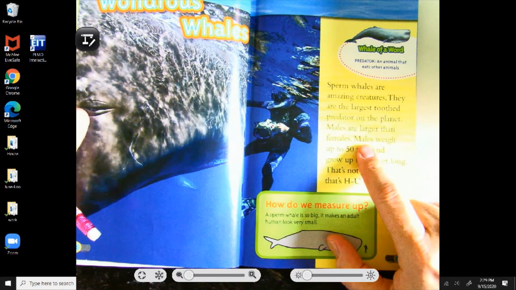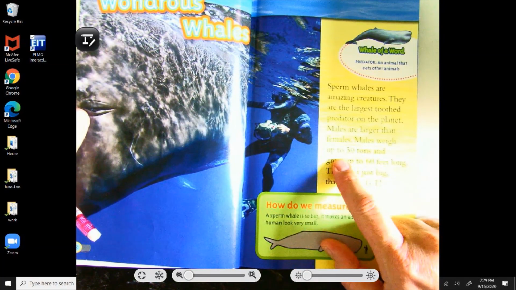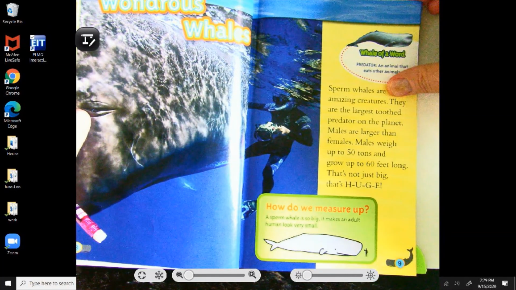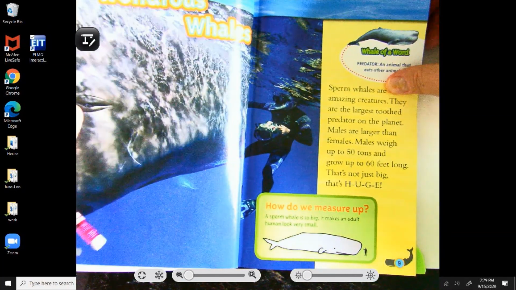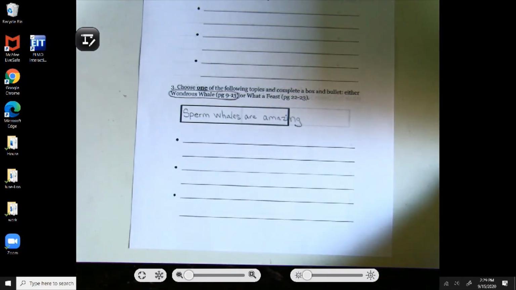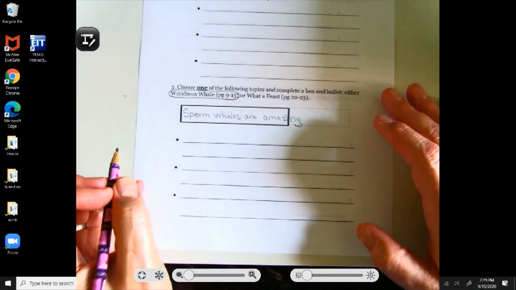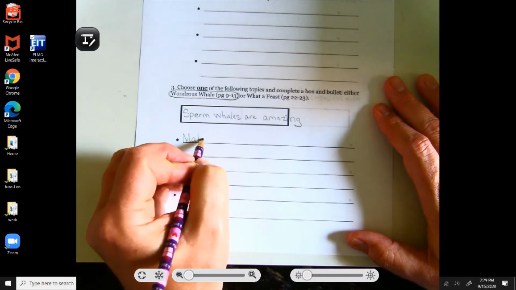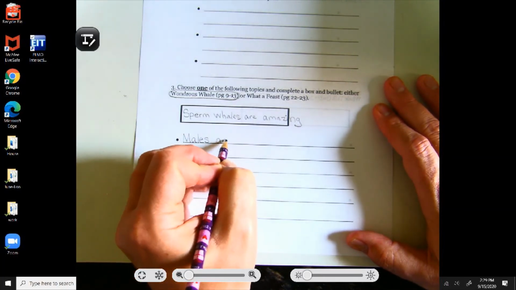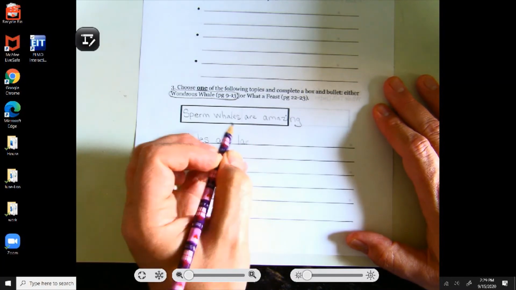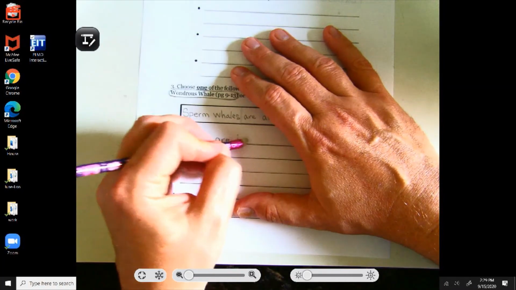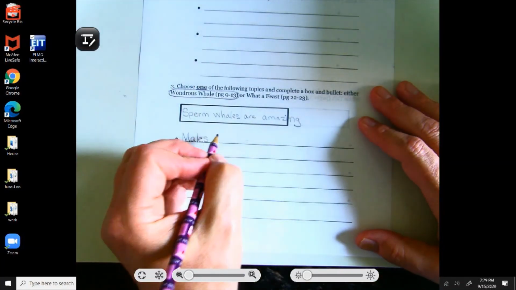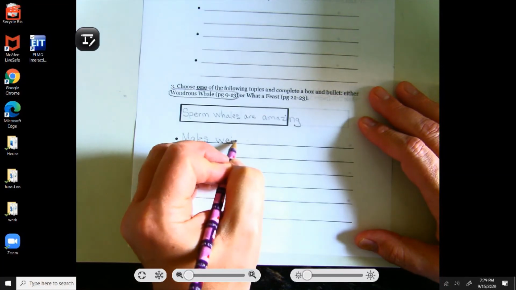How about this fact? Males weigh up to 50 tons and grow up to 60 feet long. Wow. That's pretty amazing. Let's use that as one of our facts. So scholars, then what we're going to do is write that fact. Males. Oops. Oh my goodness, I started writing the wrong thing. Sorry, everyone.